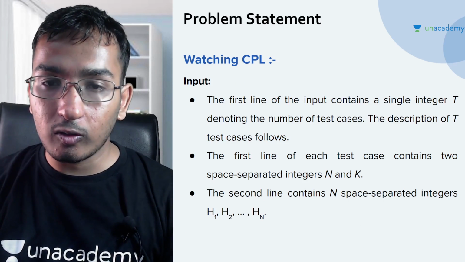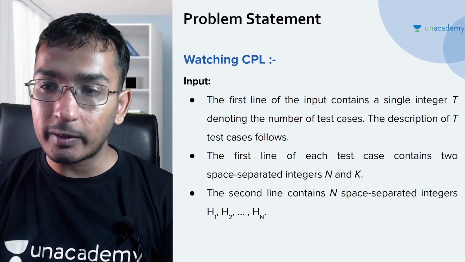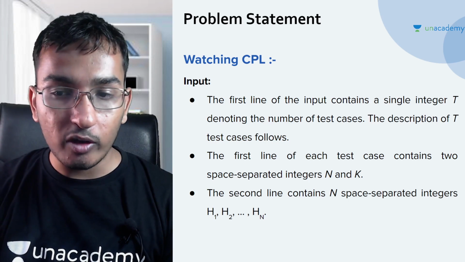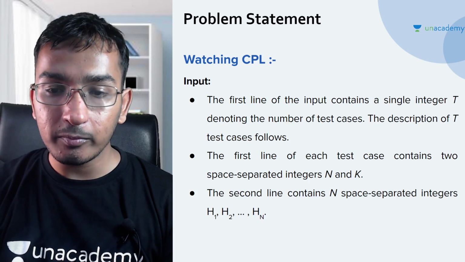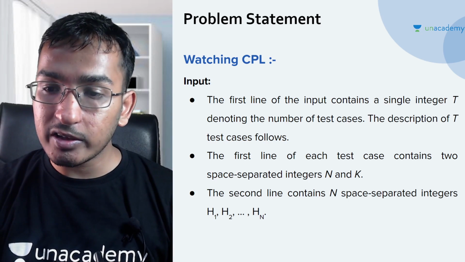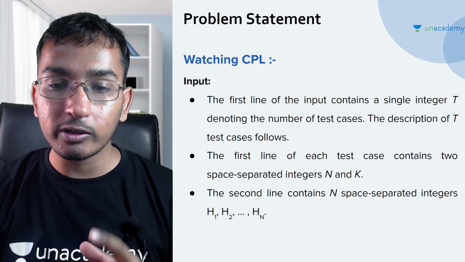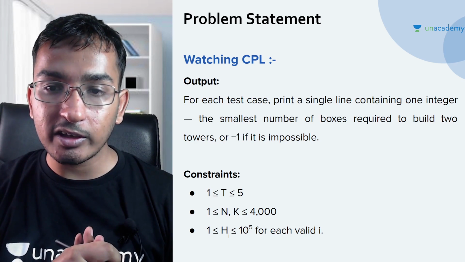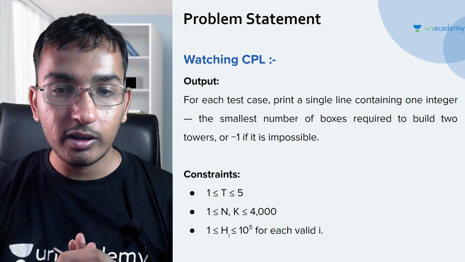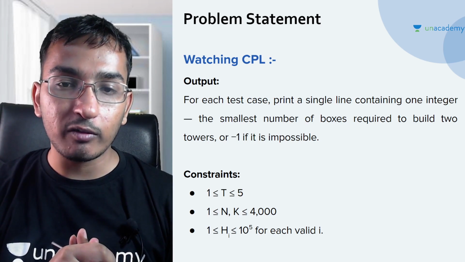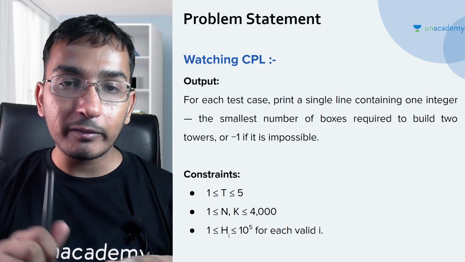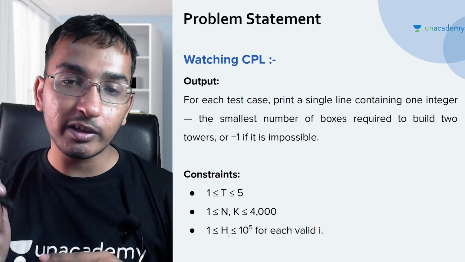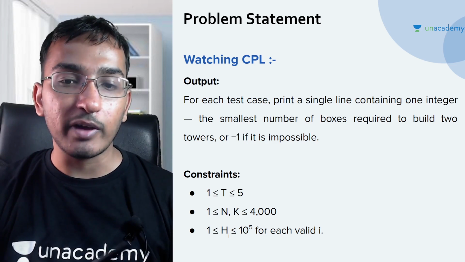Okay, so this is the input pattern. You will be given t test cases, and then you will be given n and k, where n is the number of boxes and k is the minimum height we want to achieve. The second line contains n space separated integers, h1 to hn. Okay, so what will our output be? For each test case, print a single line containing one integer: the smallest number of boxes required to build 2 towers. You have to return the smallest number of boxes to accomplish that height k. If it is not possible, then return -1.